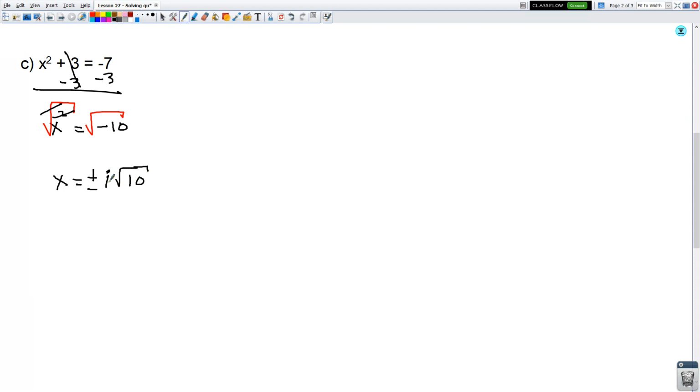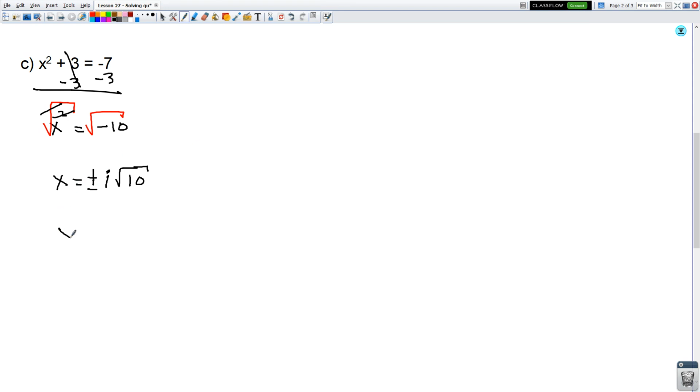Don't forget the plus or minus, because when you're solving a quadratic, if your last step is to take the square root, then it's a plus or minus here, because we have two answers, one positive, one negative. So now notice what we have here is i square root of 10. Do we know the square root of 10? No, we don't know the square root of 10. Can we simplify the square root of 10? Nope, we can't. So this is where we stop.